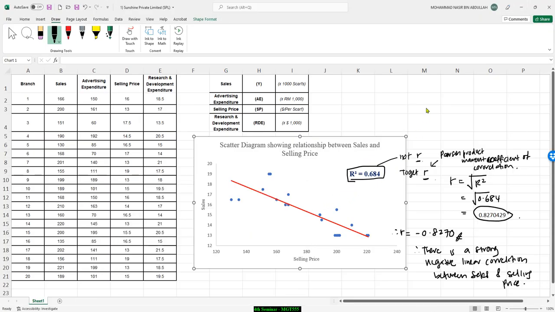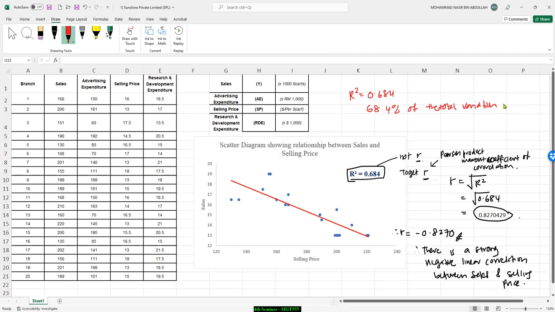It means that dekat sini kita ada apa? Dekat sini we have the R square is equal to 0.684. Right? It means that 68.4% of the total variation in Y, our Y is sales, is explained by our X variable, selling price. Right? So the balance is 100 minus 68.4.